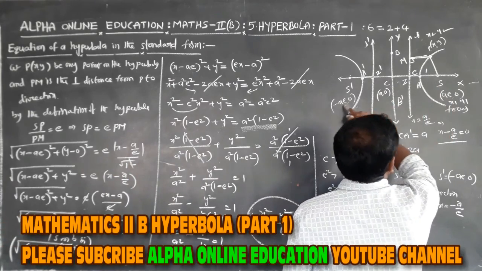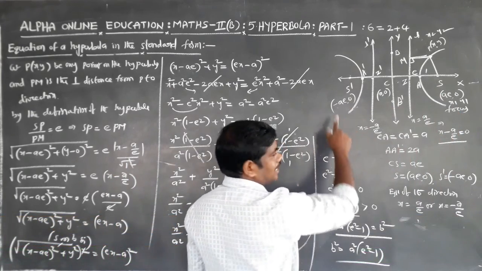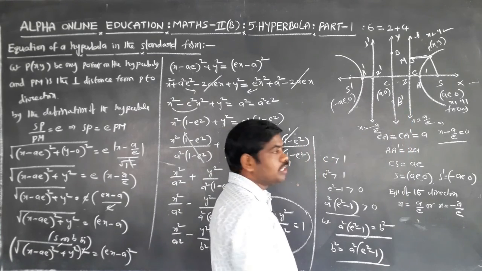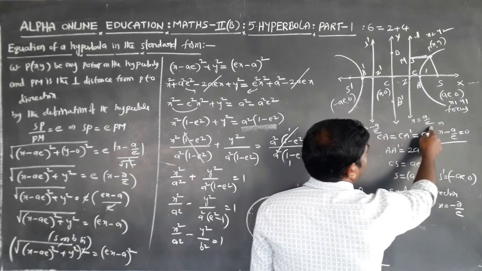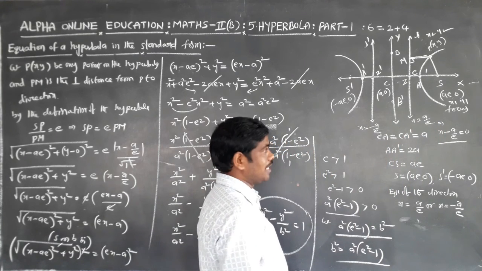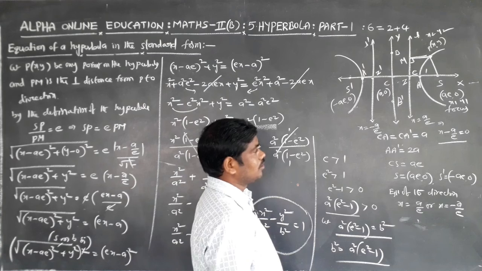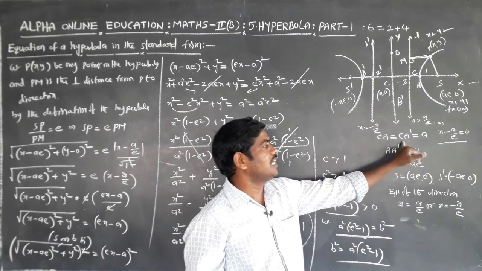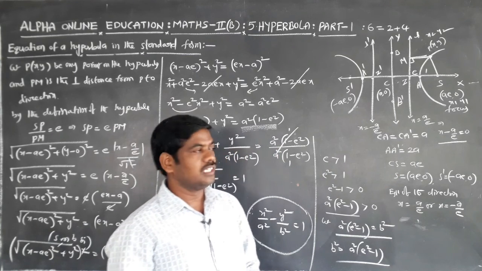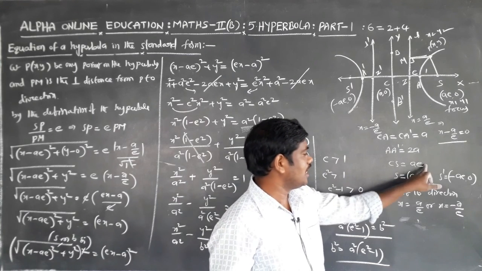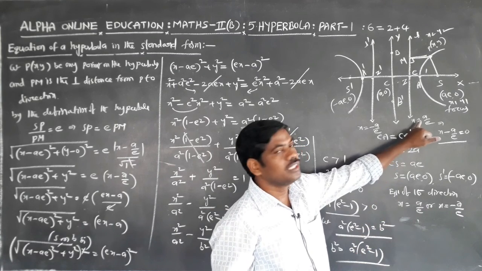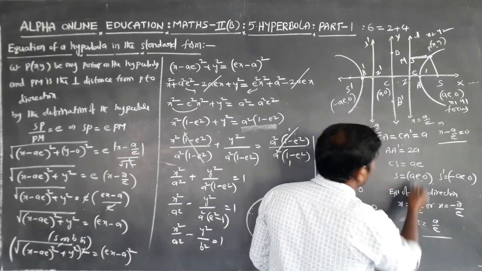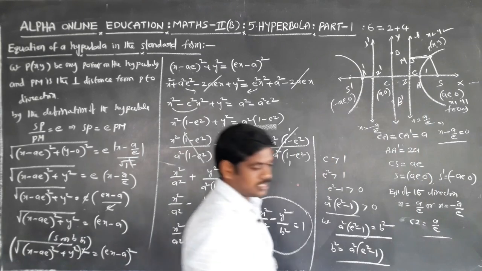Foci of the hyperbola are (a comma 0) and (minus a comma 0), center (0 comma 0). Equation of the directrix: x equal to a by e, x equal to minus a by e. Also CA equals CA dash equals a, CS equals ae, CZ equals a by e. This is the proof.